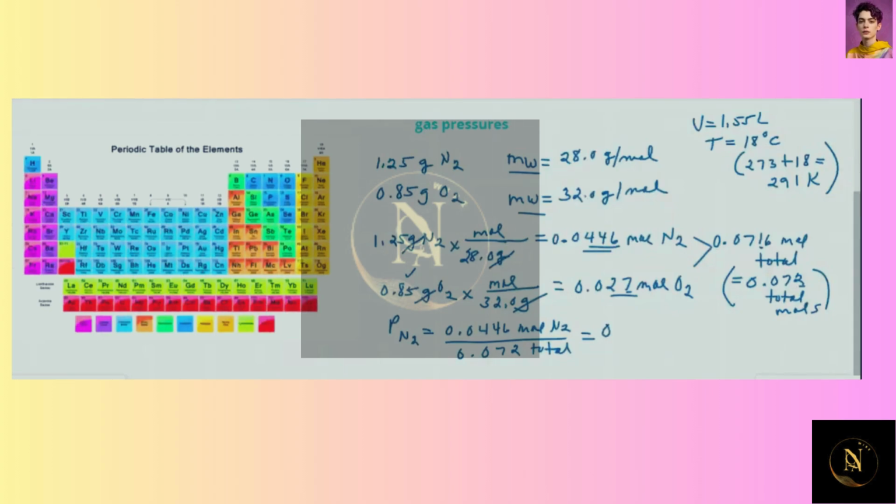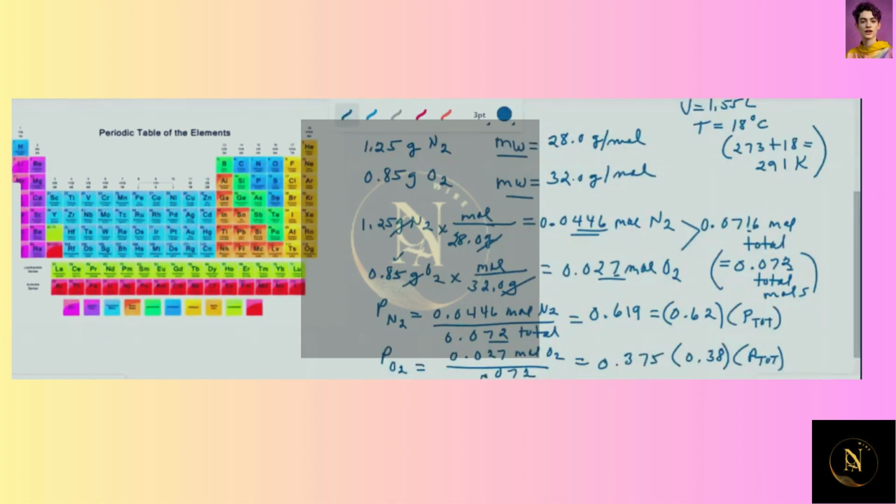When we do that division, we get 0.619 as our molar fraction, limited to 2 sig figs, so the molar fraction of nitrogen is 0.62. Now let's do the same with the oxygen. We take the 0.027 moles of O2 and divide it by the same total number of moles. We get 0.375, or rounded to 2 sig figs, 0.38.